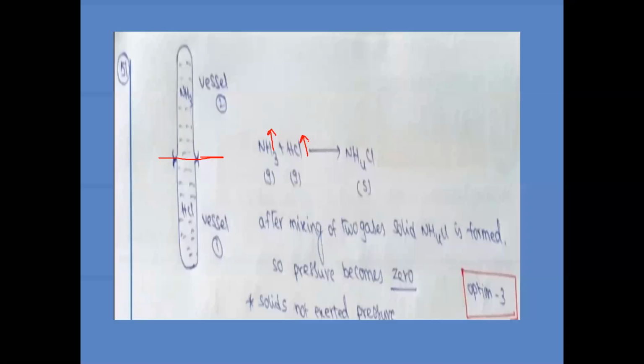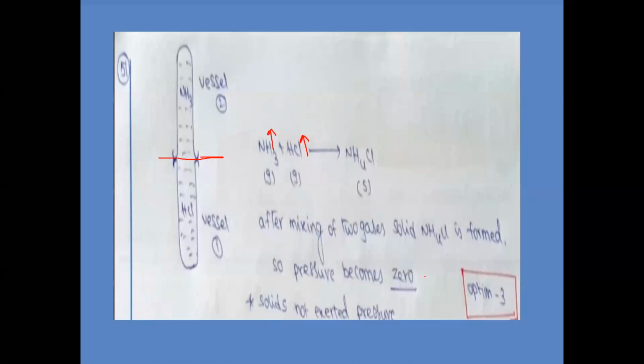Both are gases. When ammonia gas and hydrochloric acid gas mix, we get NH4Cl, which is solid. Remember, NH4Cl is solid. Ammonium chloride is a salt, which is solid. Now solid will be formed. The solid will go to the bottom. At the bottom of this vessel, NH4Cl will be there. So after mixing the two gases, solid ammonium chloride is formed.